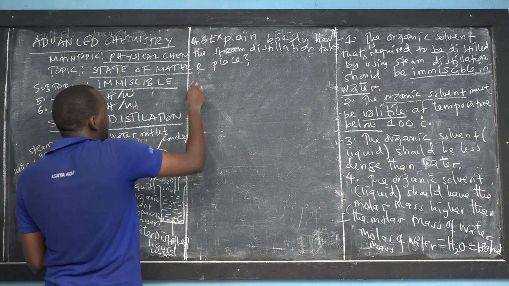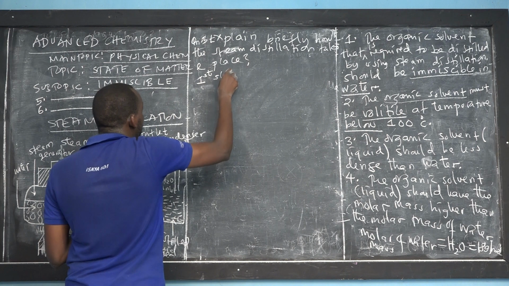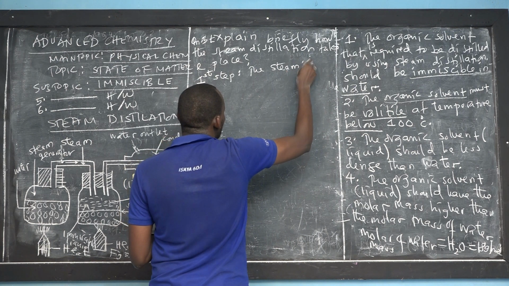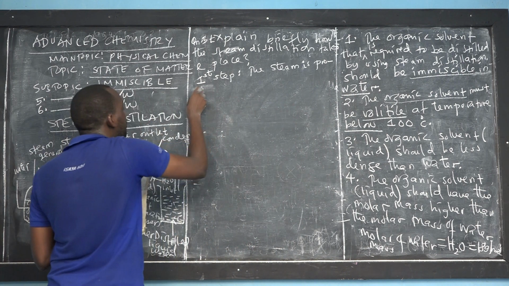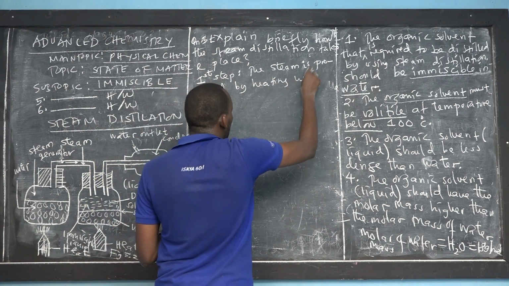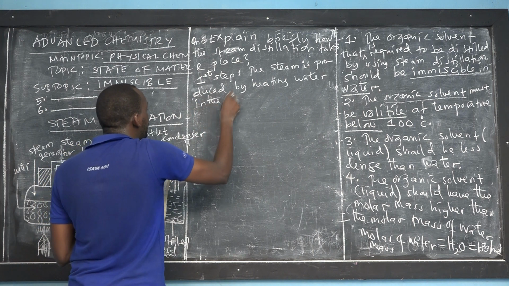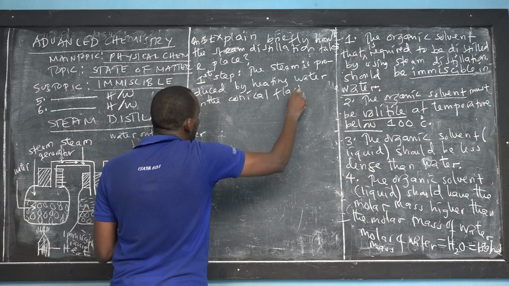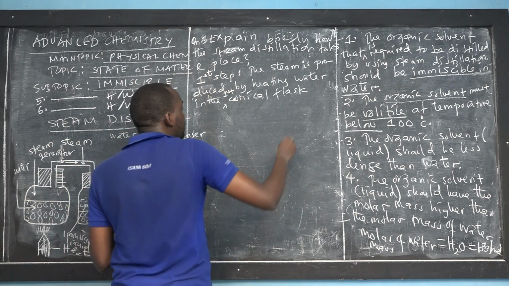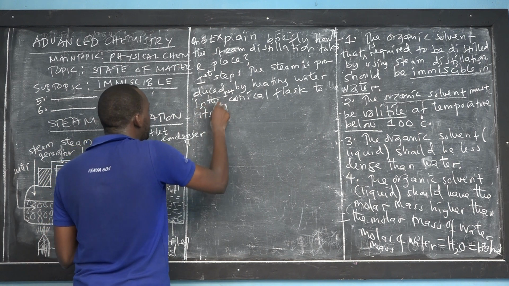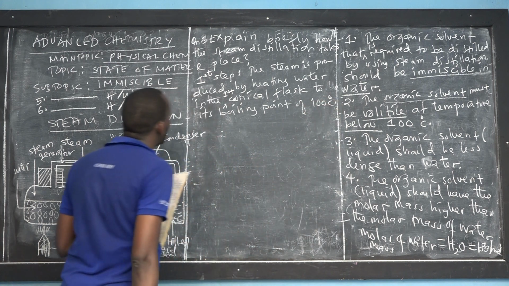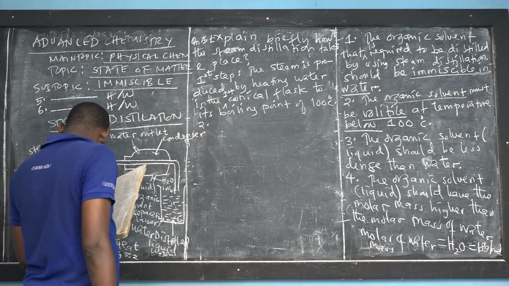As I've explained to you, number one, the first stage is that the steam is produced by heating water in the conical flask, the steam generator, to its boiling point of 100 degrees centigrade.